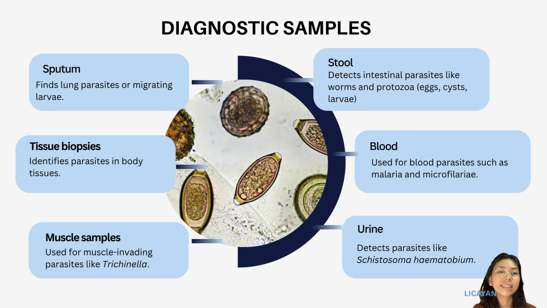For intestinal parasites, the most common specimen is stool, which may contain eggs, cysts, larvae, or even trophozoites. Blood samples are essential for detecting blood parasites such as malaria and microfilariae. Lastly, urine samples can be used to detect parasites like Schistosoma haematobium.